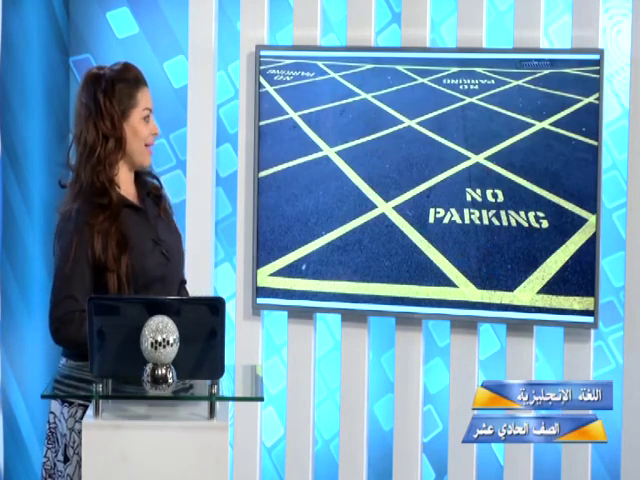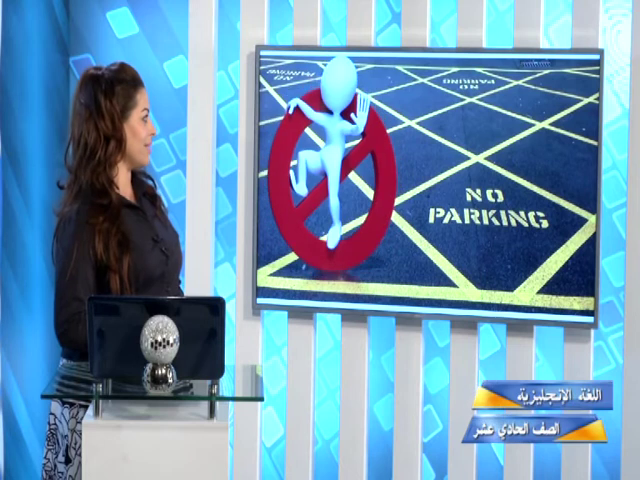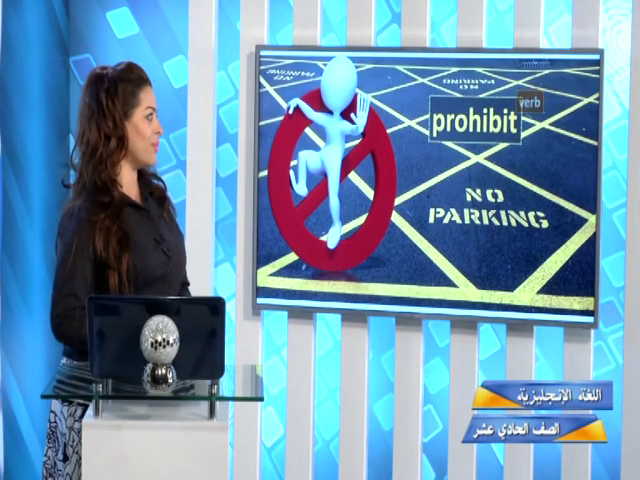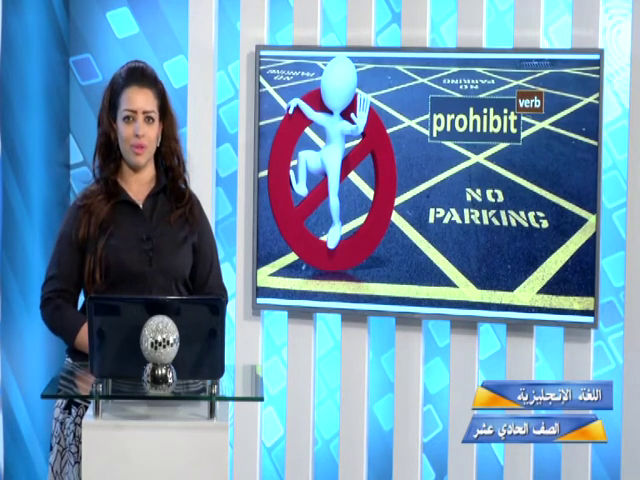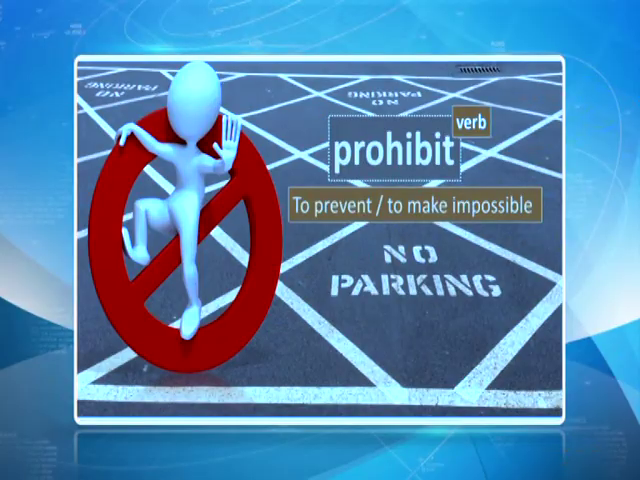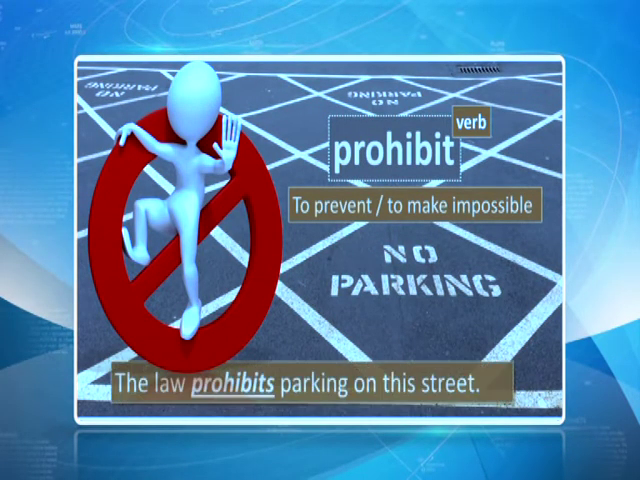Next, we have no parking, right? Prohibit. What is prohibit? Let's repeat the word first. Prohibit. It's a verb which means to prevent, to make impossible. Let's read the sentence together. The law prohibits parking on this street. So it stops, it's making something impossible, right?